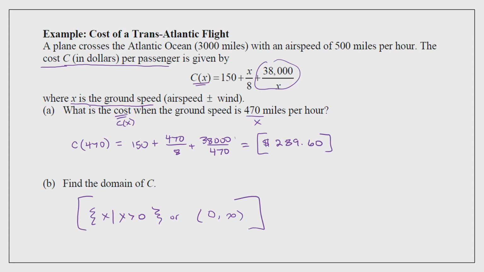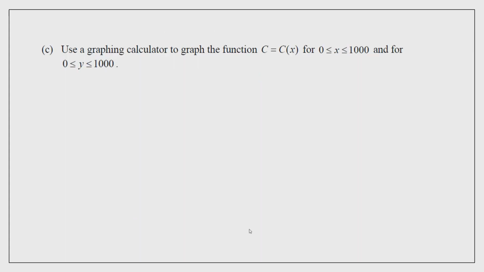All right. Next, it's asking us to use a graphing calculator to graph the function C of x for when x is between 0 and 1,000 inclusive, and y is between 0 and 1,000 inclusive. So we want to graph our original function. So let's pull out our calculator again.